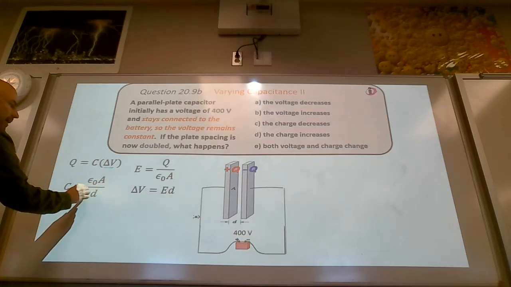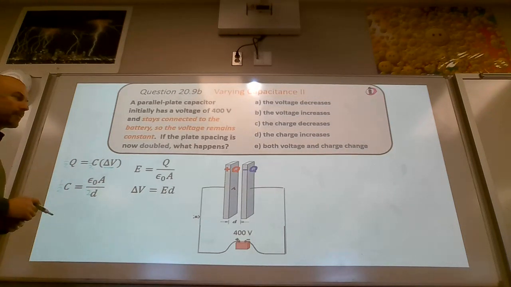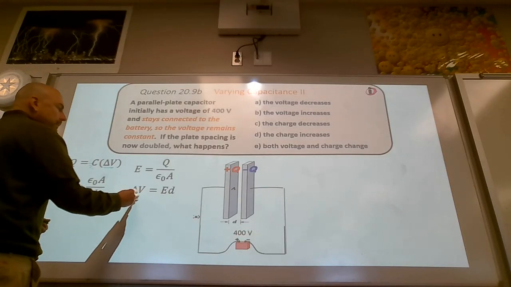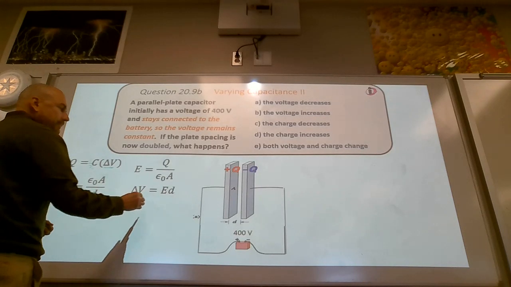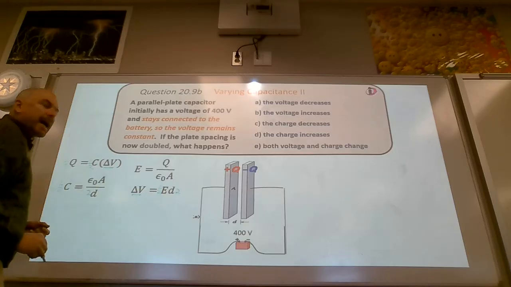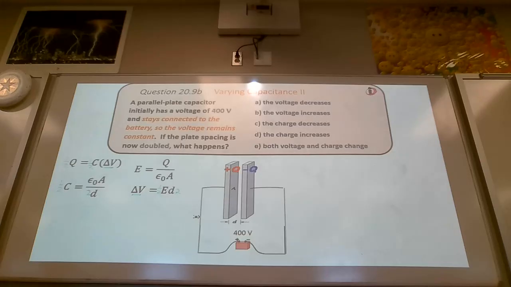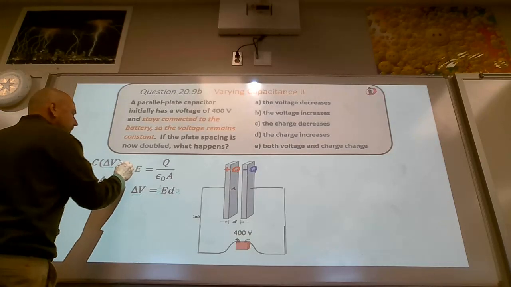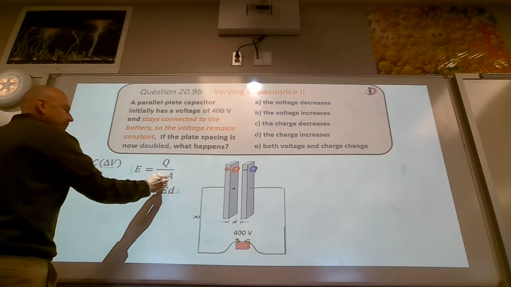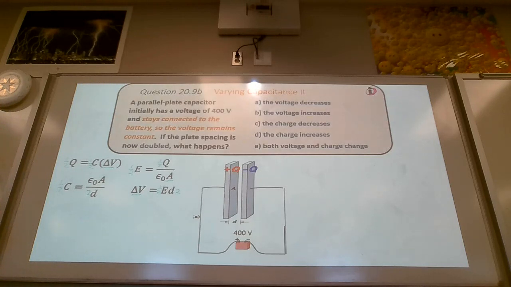If we are doubling the distance, we're halving the capacitance, we're halving the charge. You can also look at it from an electric field point of view. The voltage is staying constant, the distance is doubling, therefore the electric field is halving. The area stayed the same, therefore you have half the charge. Good with that?